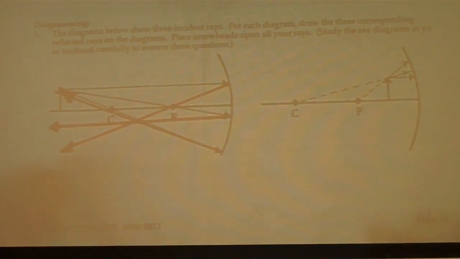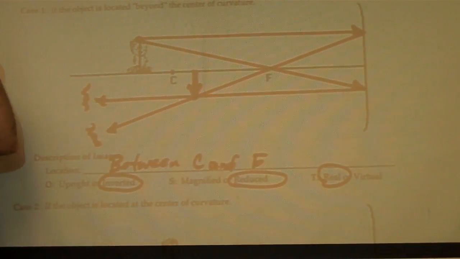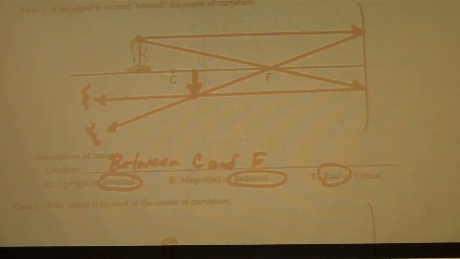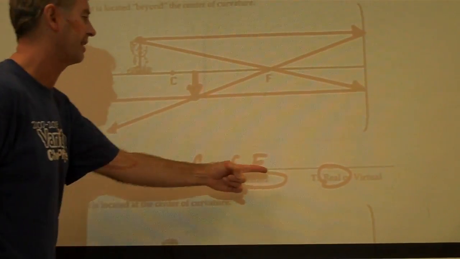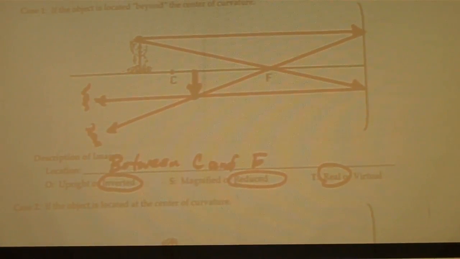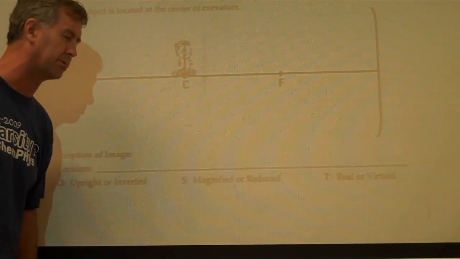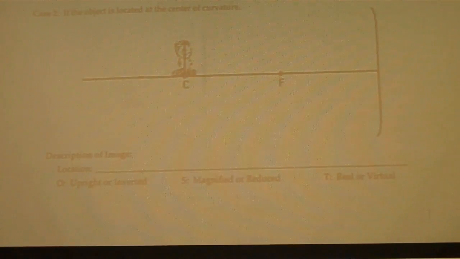Then we used those three rules of reflection from page 10 at the very bottom in order to do the first case, the diagram on page 11, predicting where the image would be located and what sort of orientation, size, and type it might be whenever the object's located beyond C. So right now what we're going to do is case 2 from the same page 11. If you turn there, page 11, case 2, we're going to repeat the process, this time for the object being located at the center of curvature.